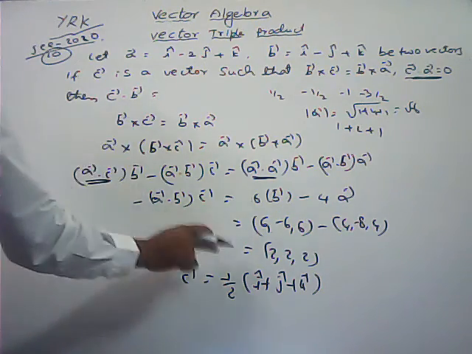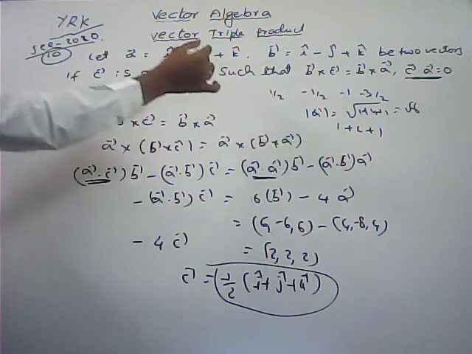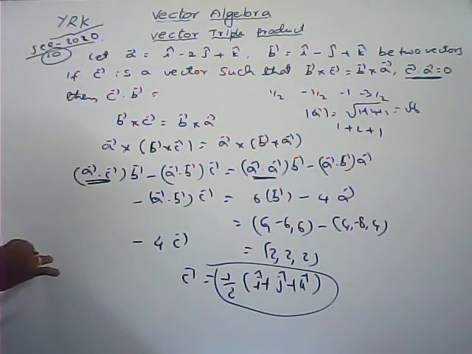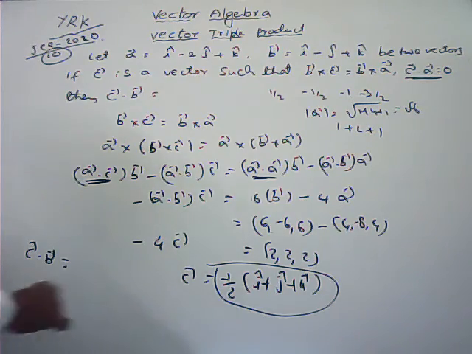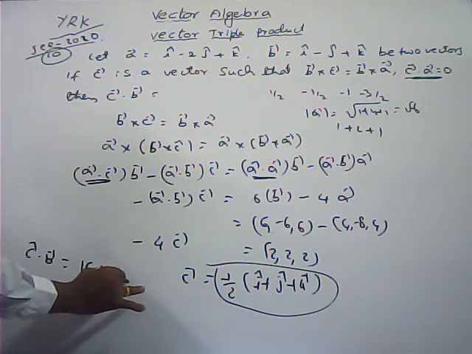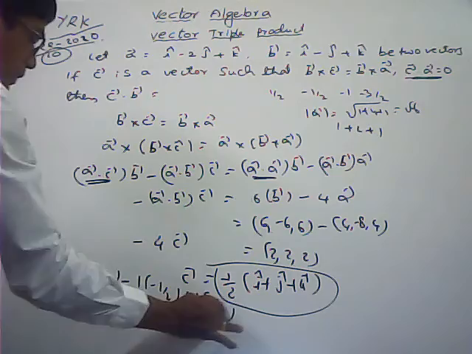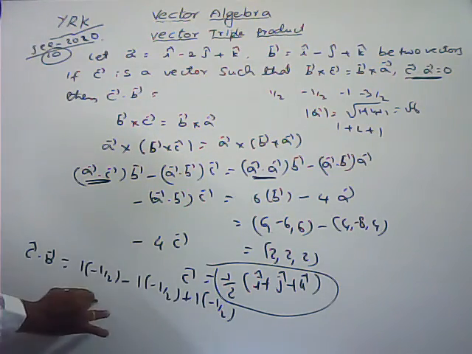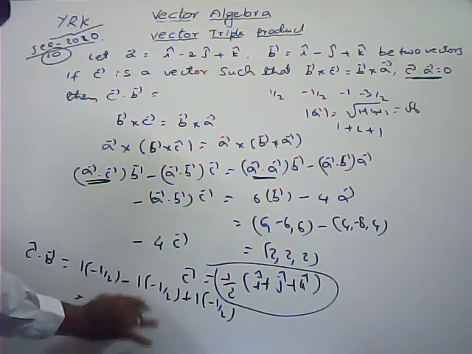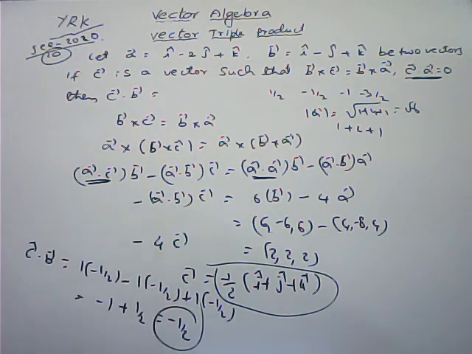Now what they are asking is C bar dot B bar. This is C bar, so I get C bar dot B bar. You can find the dot product of these two. C bar dot B bar is equal to 1 into minus 1 by 2, minus 1 into minus 1 by 2, plus 1 into minus 1 by 2. Minus 1 by 2, minus 1 by 2, that is minus 1, plus 1 by 2. So that is equal to minus 1 by 2. Okay, thank you.